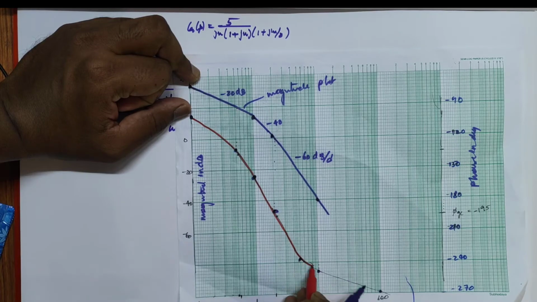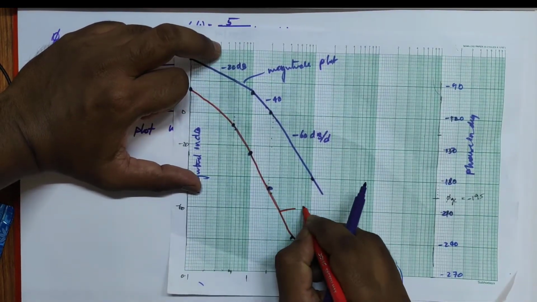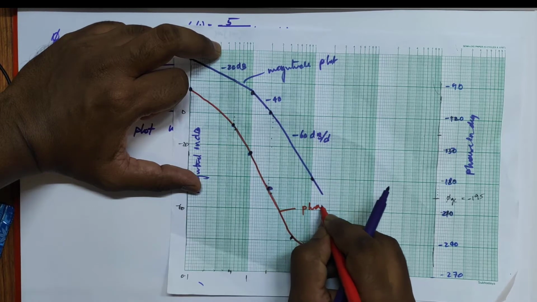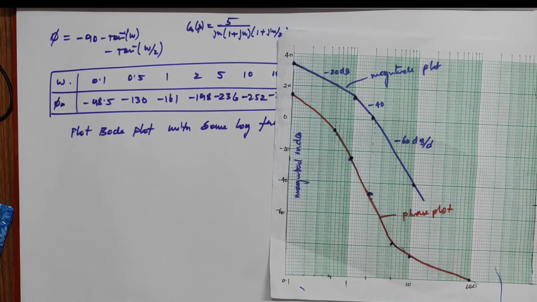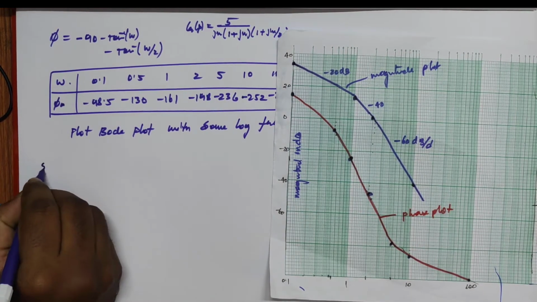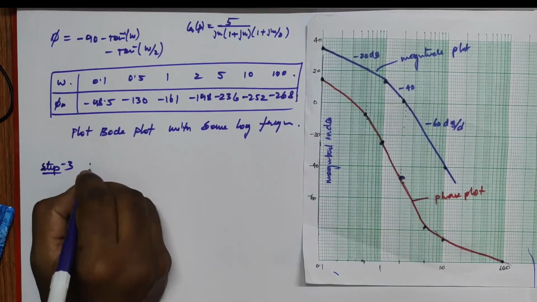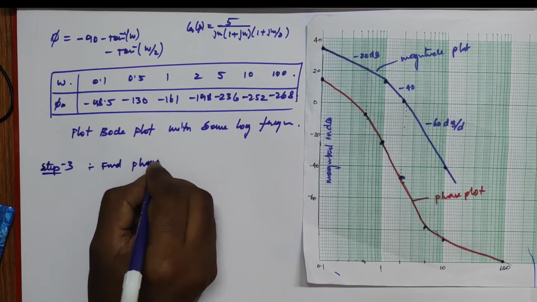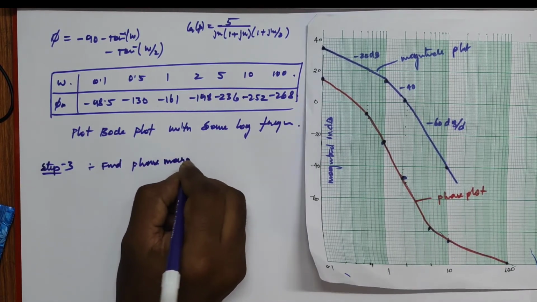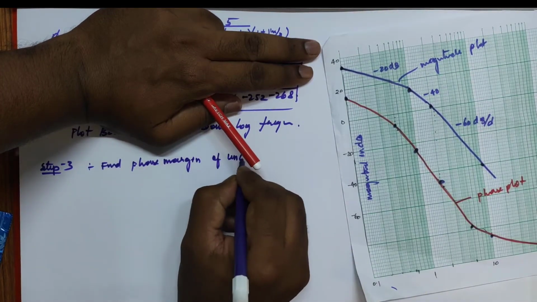Now our job is to find the phase margin. After getting the Bode plot, the next job, step 3, is finding the phase margin of the uncompensated system.